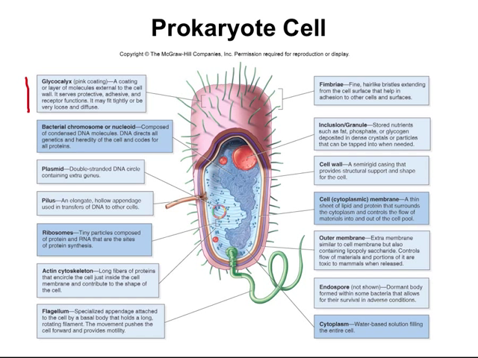Next, the bacterial chromosome, or nucleoid, is located inside the cell. It's composed of condensed DNA molecules. DNA is going to direct all of the genetics and heredity of the cell and codes for all the proteins that it needs throughout its life. Often we'll see a plasmid, which is a double-stranded DNA circle that contains some extra genes.